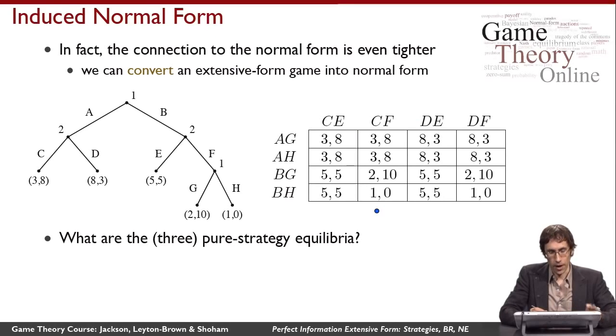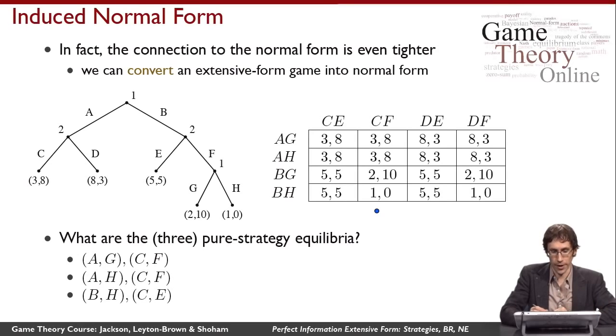So I'll let you, again, pause the video here if you like and try to find those equilibria for yourself, and then I'll tell you what they are. So the 3 pure strategy equilibria are AGCF, AHCF, and BHCE.